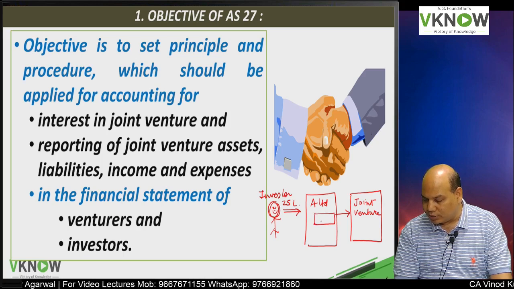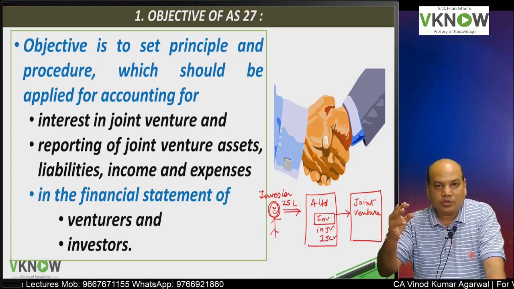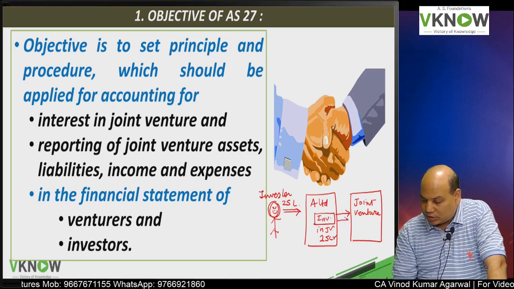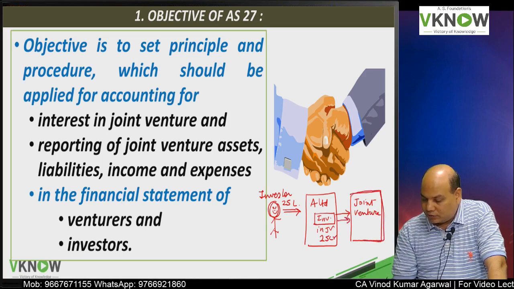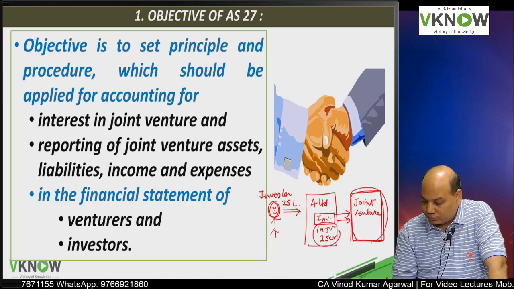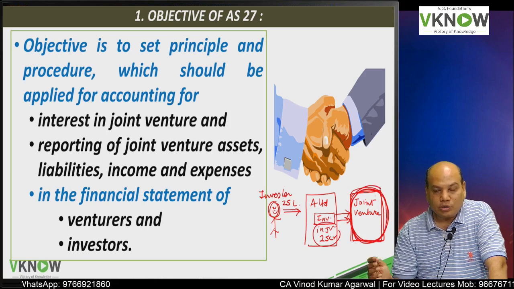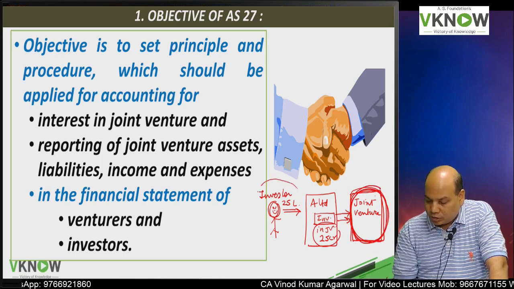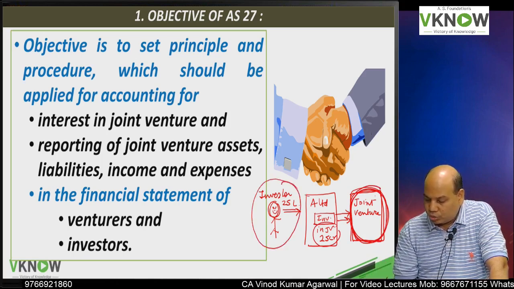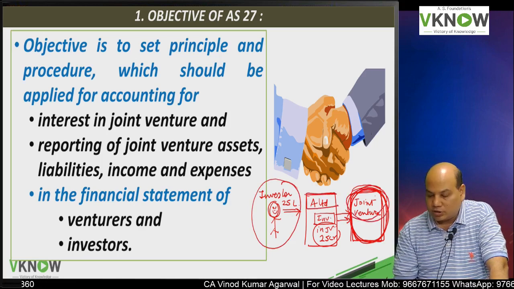In the books of A, they will have a line item, investment in JV Limited, let us say 25 crore, because they have got huge funds. And now where is the money? The money is lying with the joint venture. That 25 crore is transferred to the joint venture, and the joint venture is now using those funds. Your money through A is actually transferred to the joint venture.